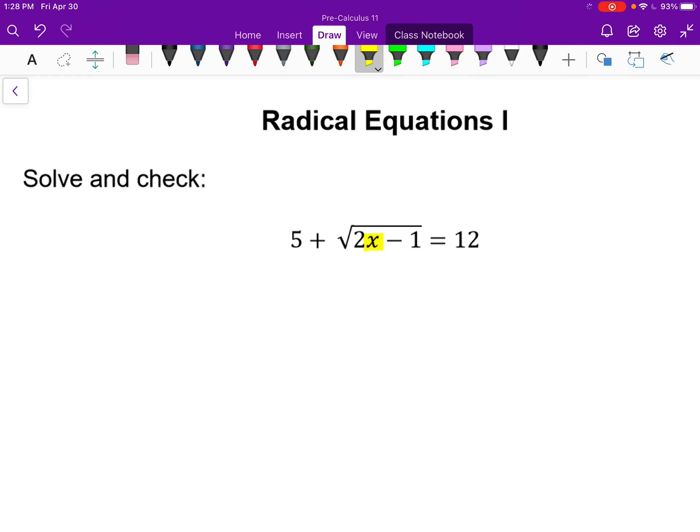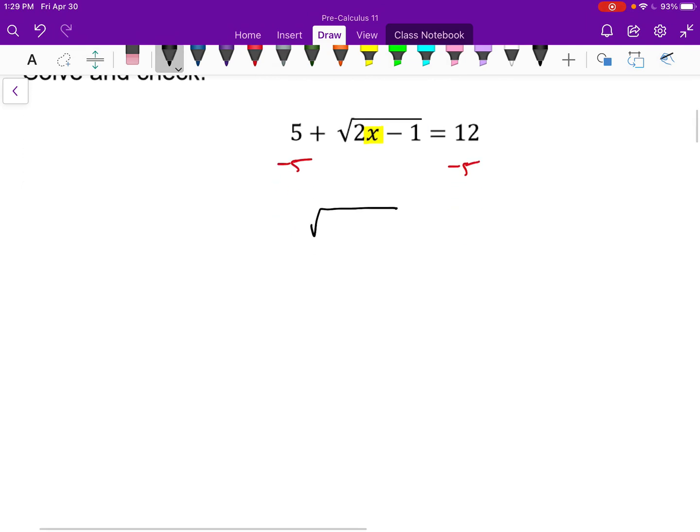And so again, if I want to solve an equation, the general idea is we want to apply inverse operations to both sides. So for example, the first thing I would do is subtract 5 from both sides, just because it's easy to do, and it quickly cleans this up a bit. So I have the square root of 2x minus 1 equals 7.